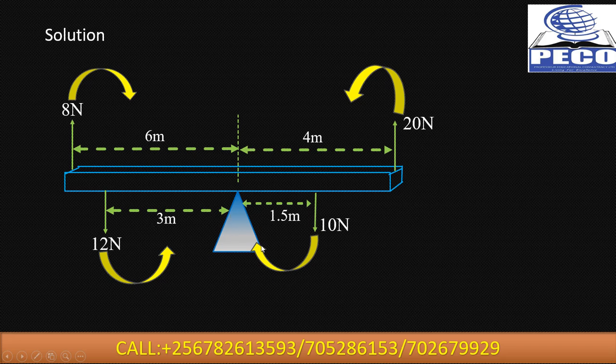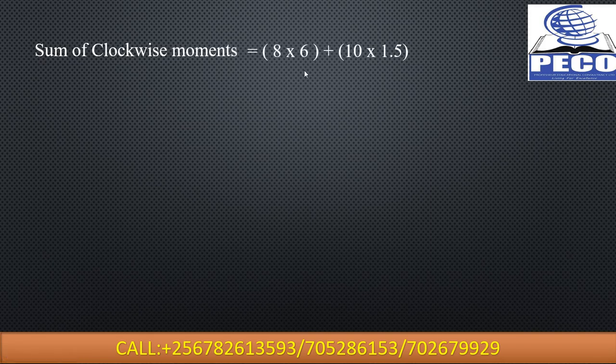Having known their distances and the directions of moments, we can now find the sum of clockwise moments. The 8 and the 10 were clockwise, giving us 8 times 6, because 6 is the distance of the 8 newton force from the pivot. So we say 8 times 6 plus 10 times 1.5. So we have 48 plus 15, giving us 63 Newton meters. And which direction is this? It is a clockwise direction.